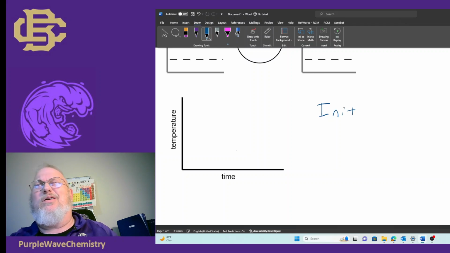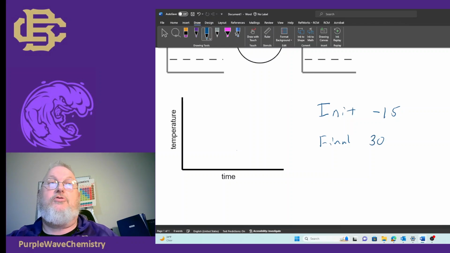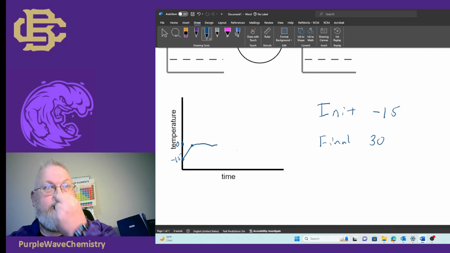Initially, I've got some water at, I don't know, minus 15. And I'm going to bring it up to 30 degrees C. So my final temp is going to be 30 degrees C. So just like before, I'm at minus 15. I can't go straight up to 30 because I know at 0 I'm dealing with water, it's going to do something. Oh, I know it's going to melt. So at 0 it starts to melt till all of it's melted into a liquid water state.